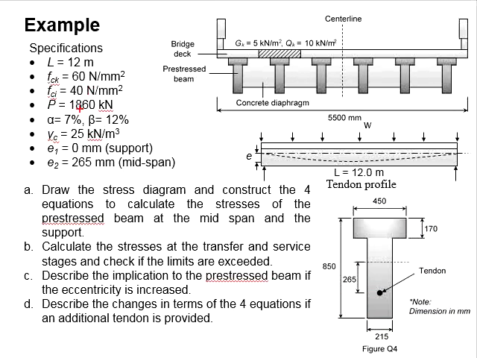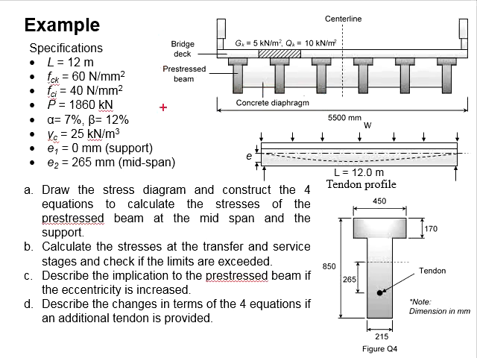The short-term losses and long-term losses are given as 7% and 12% respectively. The concrete unit load is 25 kN per meter cube. Ignore the weight of the concrete diaphragm.